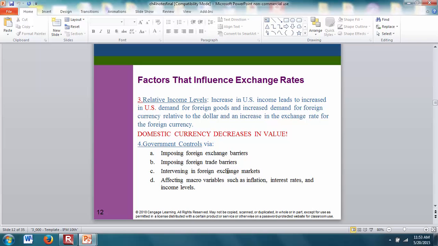So these are restrictions on trading. So some examples would be a higher tax on imports, some other taxes and so on, that might make it more expensive to import from outside. Intervening in foreign exchange markets.